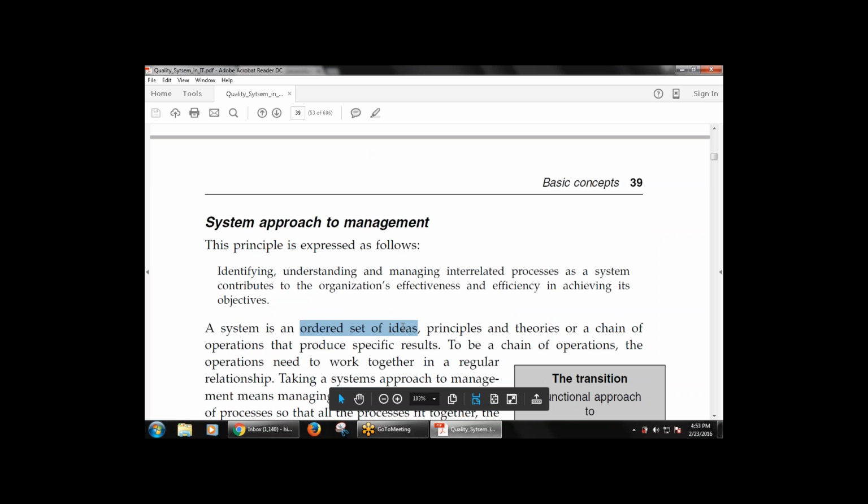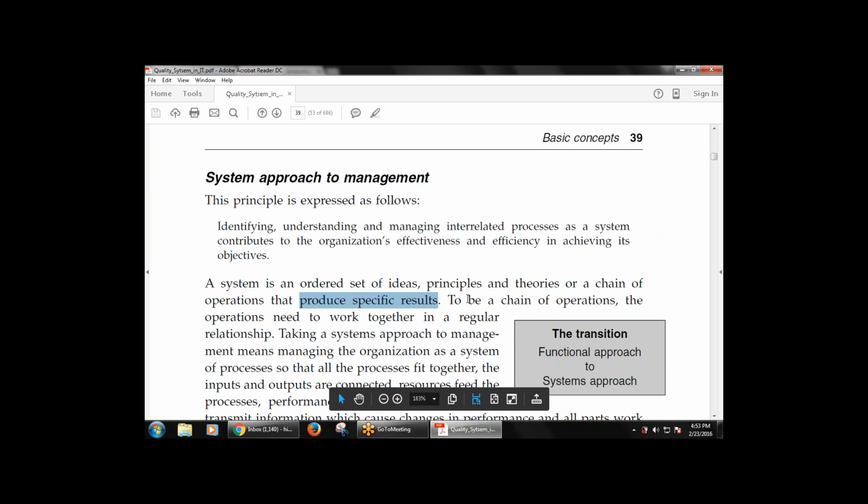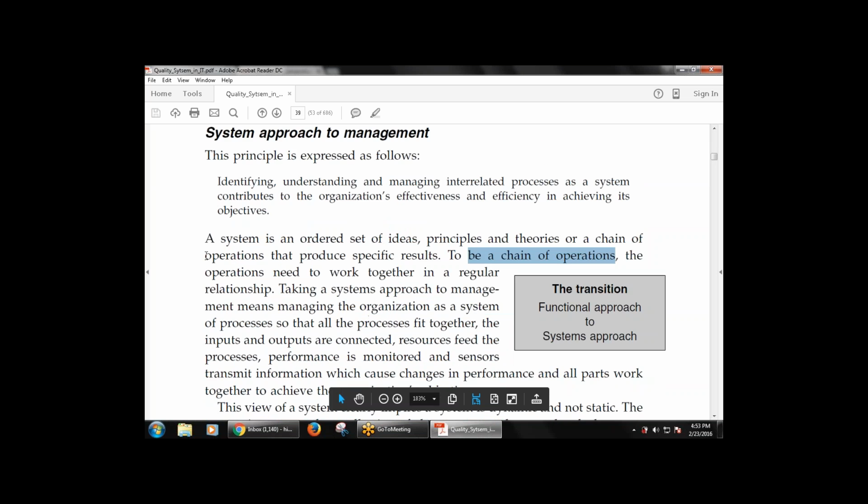A system is an ordered set of ideas, principles and theories or a chain of operations that produce a specific result. To be a chain of operations, the operations need to work together in a regular relationship. So there's a regular relationship among the system. And taking a system approach to management means managing the organization as a system of processes, so that all the processes fit together.